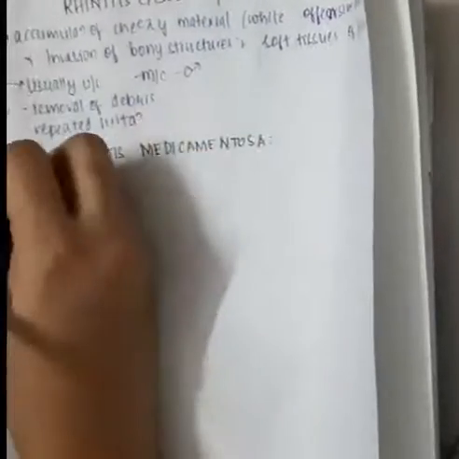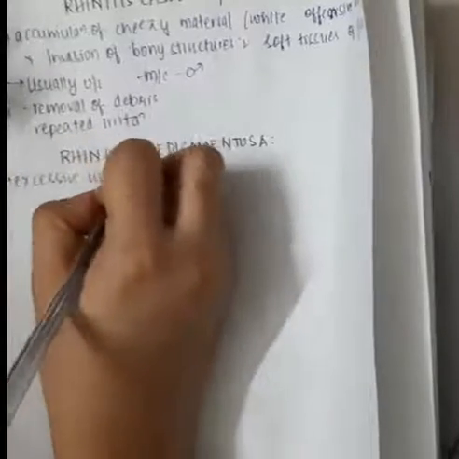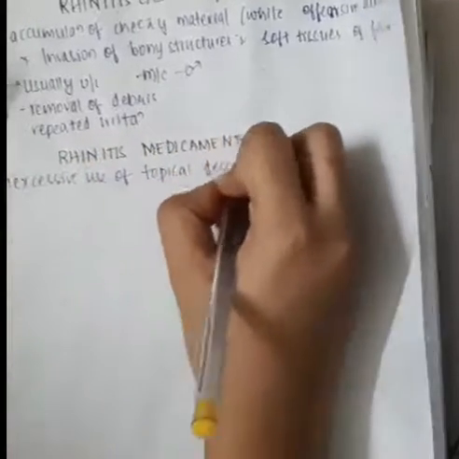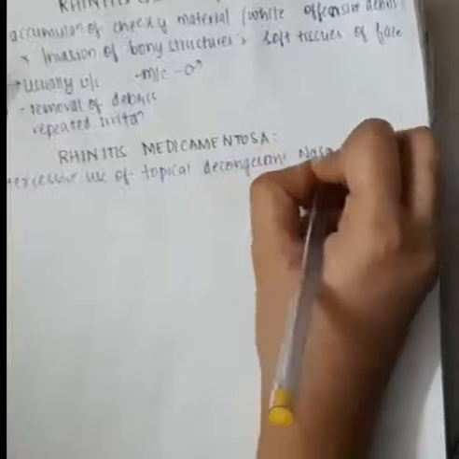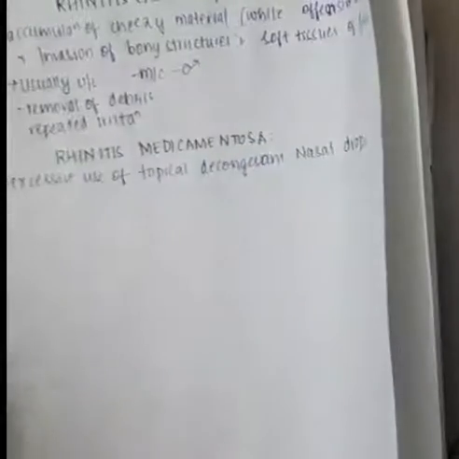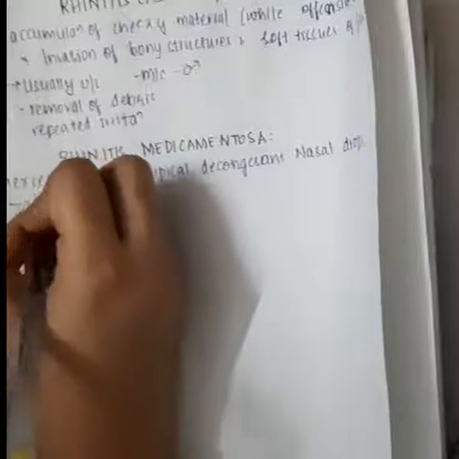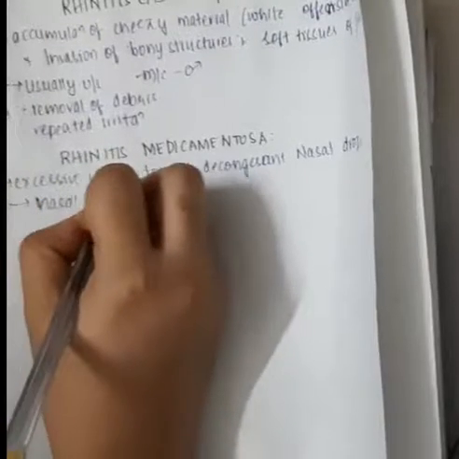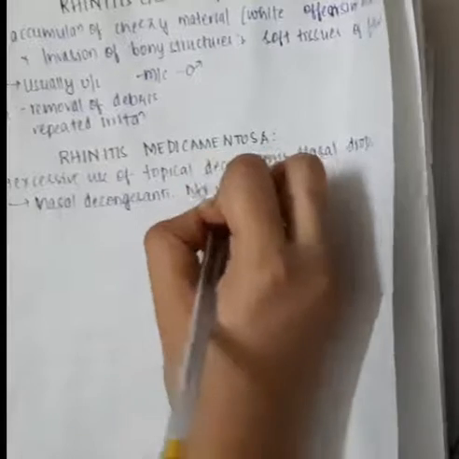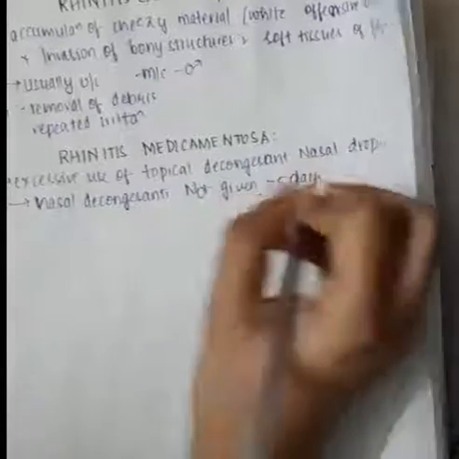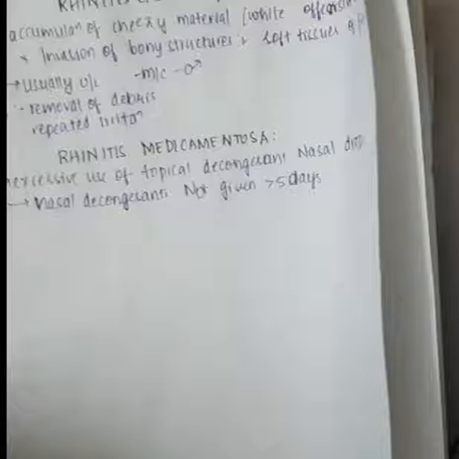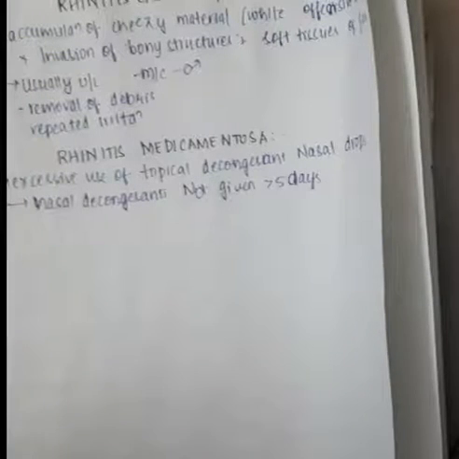The next topic is rhinitis medicamentosa. In this you see excessive use of topical decongestants. Decongestant nasal drops are common, and for this patient the nasal decongestants should not be given more than 5 days. Not only this patient, for any patient you should not give topical nasal decongestants for more than 5 days. If you give them more than 5 days, there is increased chance of rhinitis medicamentosa.